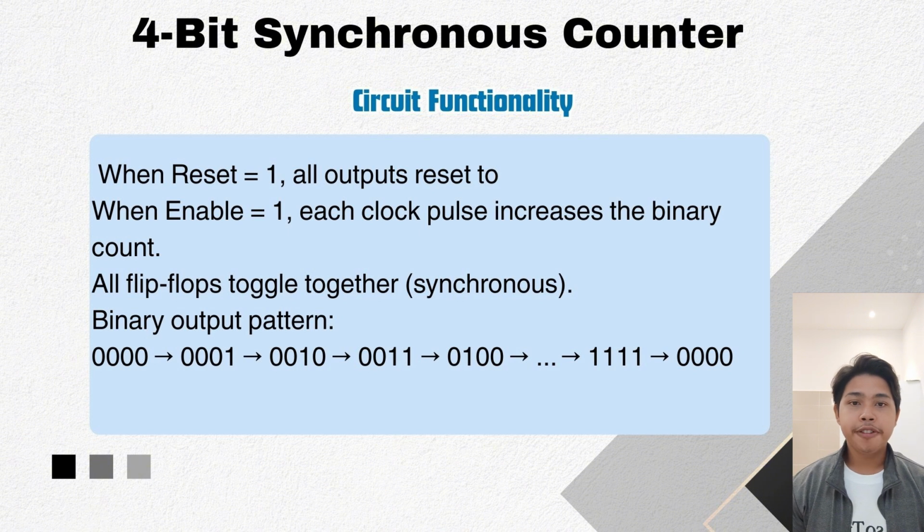This slide explains the circuit functionality of the 4-bit synchronous counter. When the reset input is set to 1, all outputs are reset to 0. When the enable input is set to 1, each clock pulse increases the binary count by 1. Because this is a synchronous counter, all flip-flops toggle together at the same clock edge. The binary output follows a standard counting sequence starting from 0000, then 0001, 0010, 0011, 0100, and continuing until 1111. After reaching 1111, the counter resets back to 0000 and the counting cycle repeats.